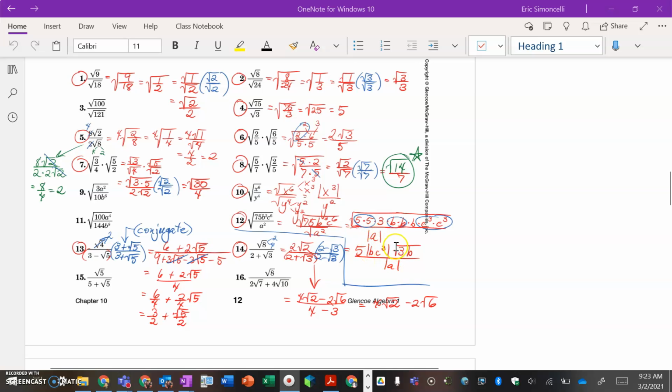I'll say it again. When you have an even root, so a square root, a 4th root, and so on, and the answers that are variables have odd exponents, you must include absolute value.